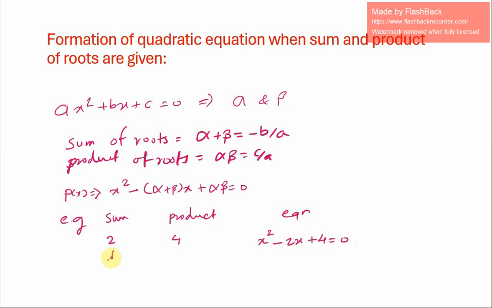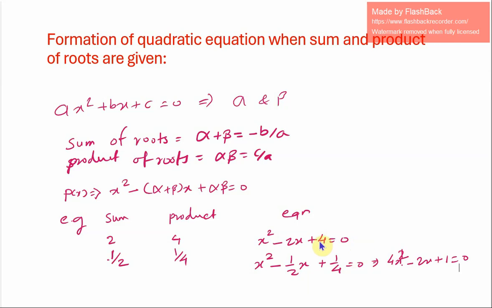Suppose the sum of the roots is 1 upon 2 and the product of roots is 1 by 4. Then the equation is x square minus (sum of the roots, half) x plus 1 upon 4 equals to 0. And after multiplying by 4, we will get 4x square minus 2x plus 1 equals to 0. So in this way we can find the quadratic equation whose sum and the product of roots is given.